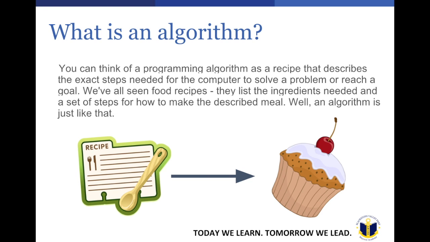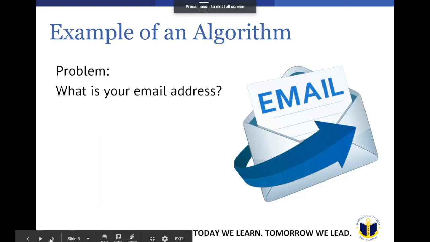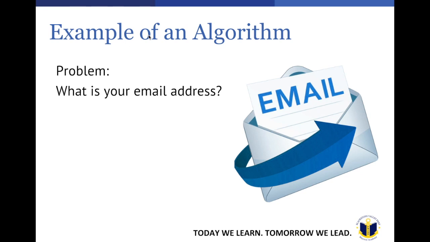And you can think of it like a food recipe in that it lists the ingredients needed and it has a set of steps on how to make the thing that you're trying to cook. An algorithm is basically the same thing. You have a list of steps, and those steps can be followed to produce some sort of output depending on the ingredients. So let's take a look at what an algorithm might look like for a computer program.